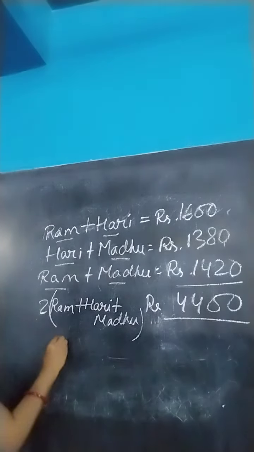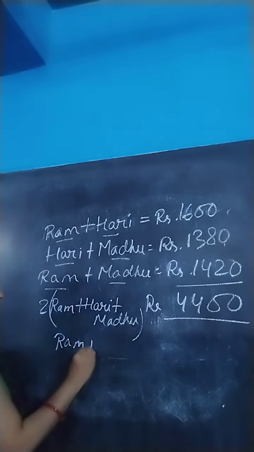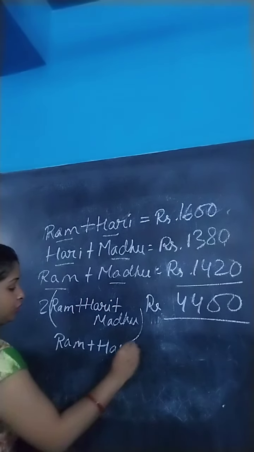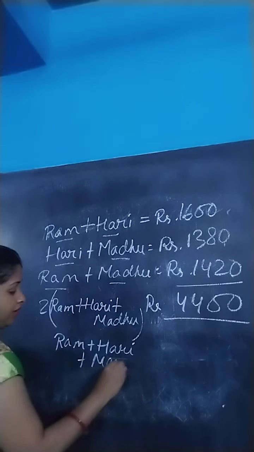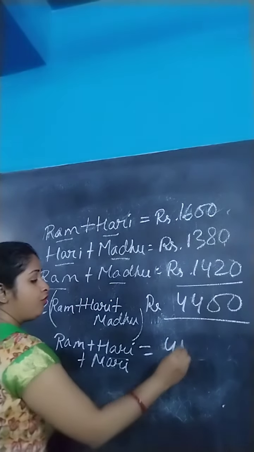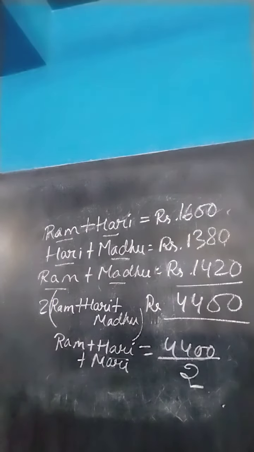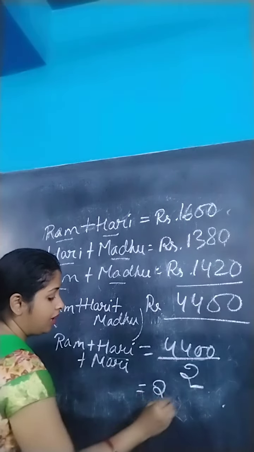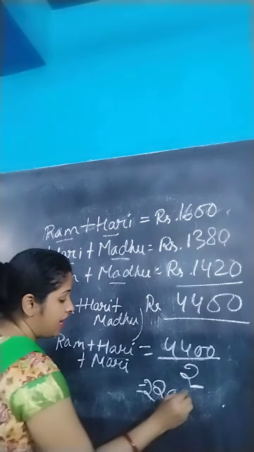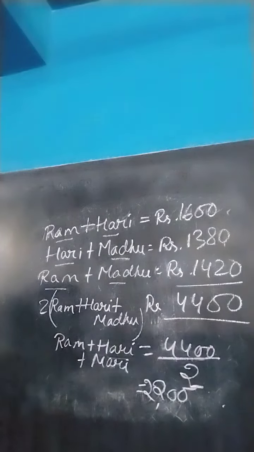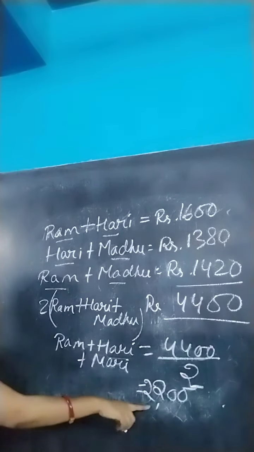So Ram plus Hari plus Madhu is having how much? 4400 divided by 2. Very simple. Now 4400 divided by 2 gives you 2200. That means Ram, Hari and Madhu together are having 2200.